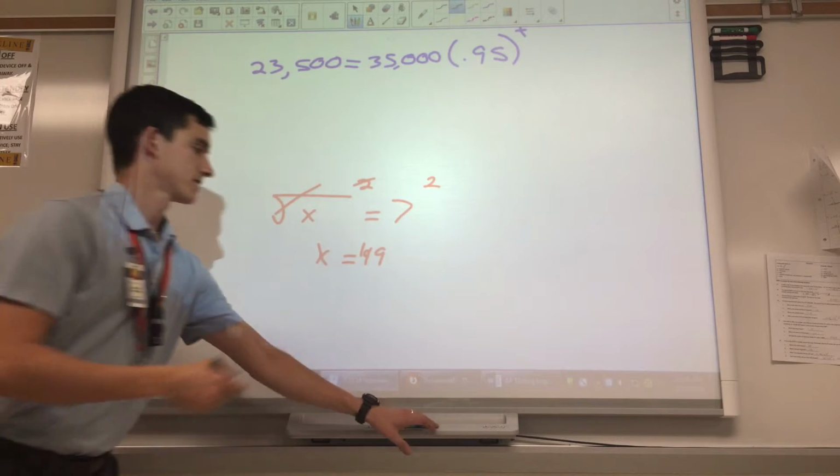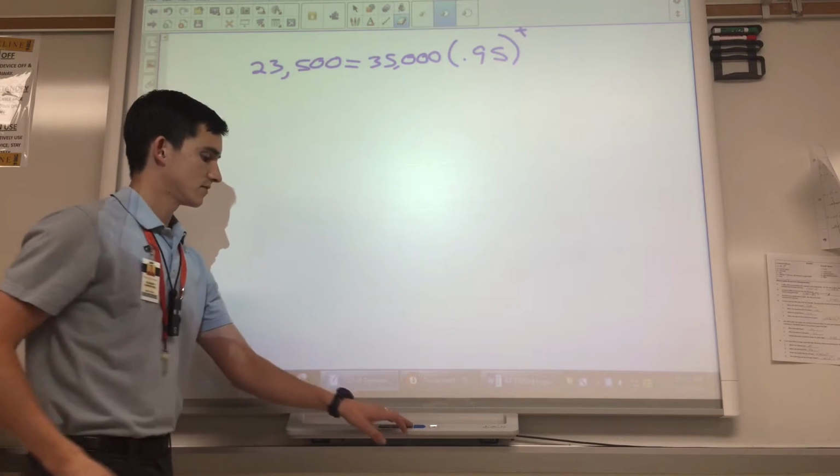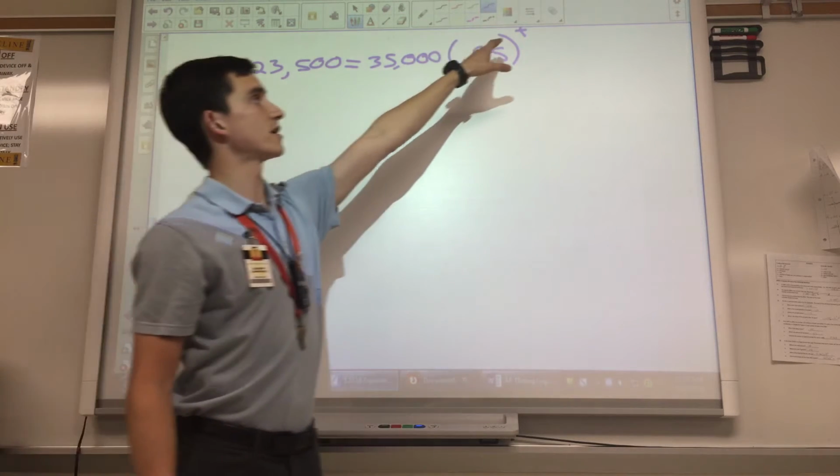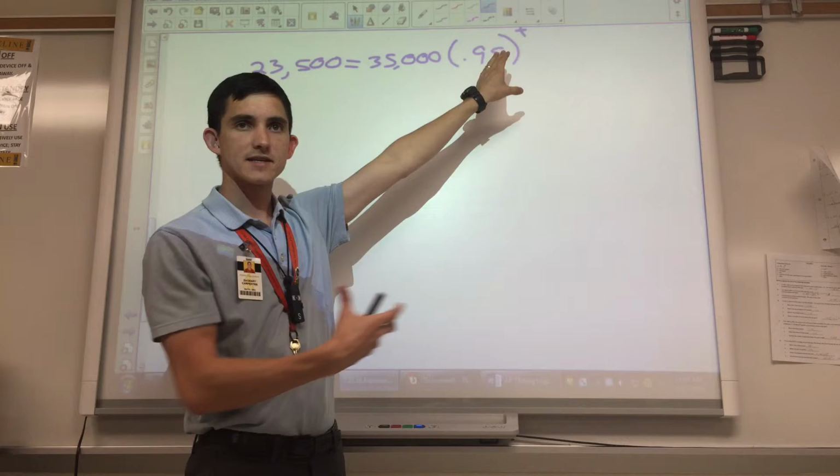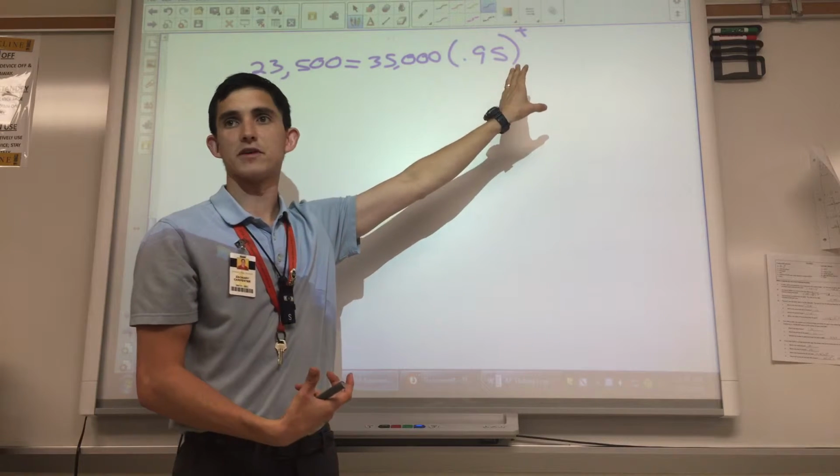Okay, so if I need to solve for a variable that's in the exponent, right, I need to take the log, and the log is going to undo that exponent.